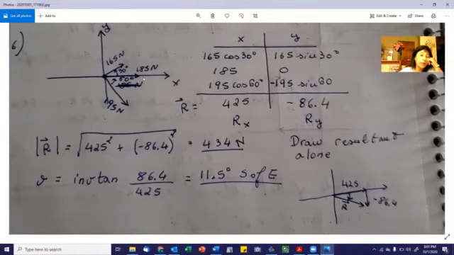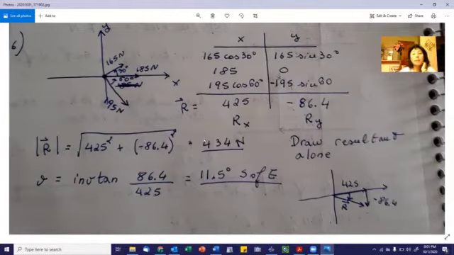185, which is straight east, so east and no vertical component. And the 195, the problem is giving you this angle here, 60. If this is the angle 60, then this is going to be your x, which is the cosine, and this is going to be the minus sine, because it's going down.